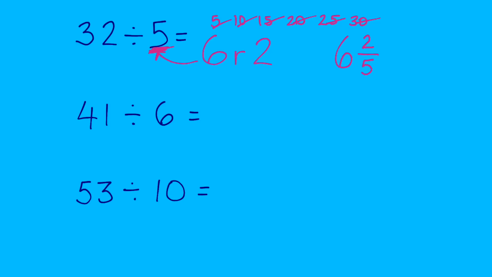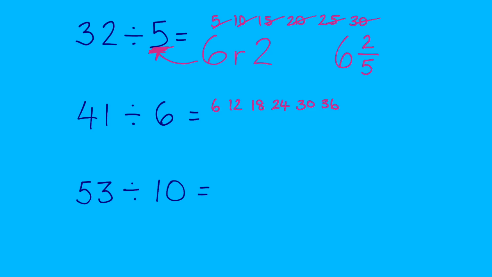So this question is saying 41 divided by 6. So how many times does 6 go into 41? Well, if we're not quite sure, let's count up in 6s. 6, 12, 18, 24, 30, 36. Now I can't go any further because I'll go over my 41.